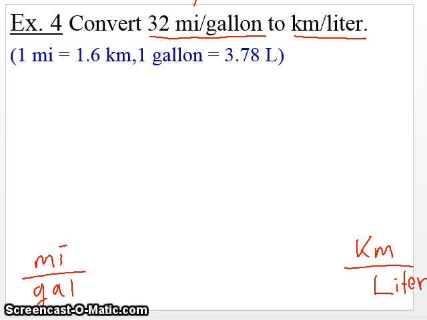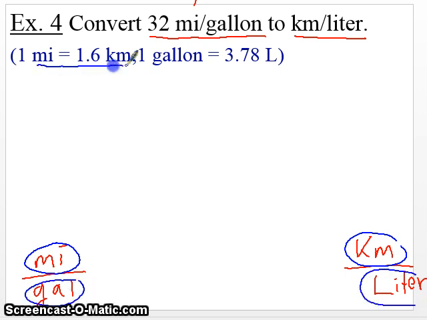Driving down, that's what they would use in my old country. Okay. So we're working backwards here. Exactly right. So what we want to do is convert miles to kilometers. That will take a conversion factor. And then we want to convert gallons to liters. That will also take a conversion factor. And notice we're given both of these conversion factors.